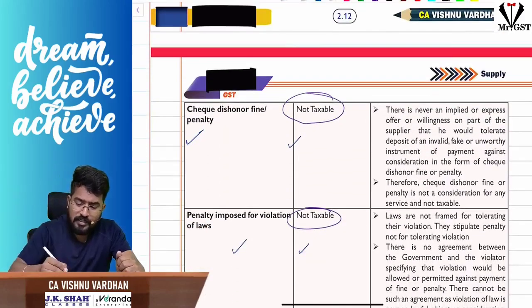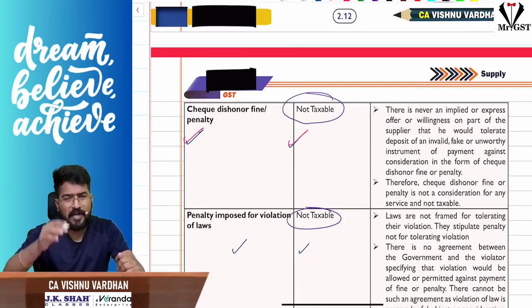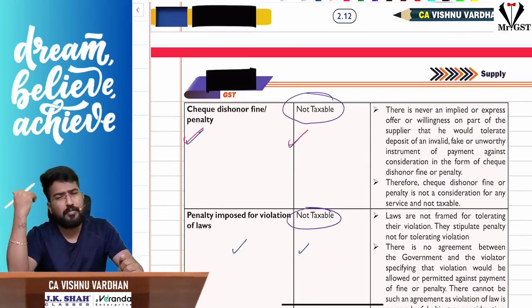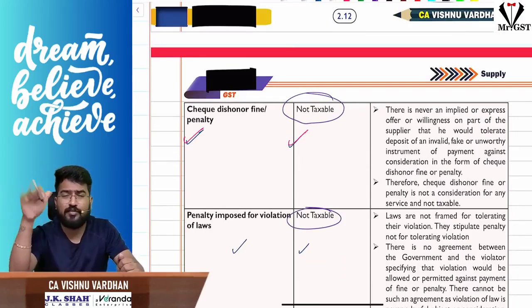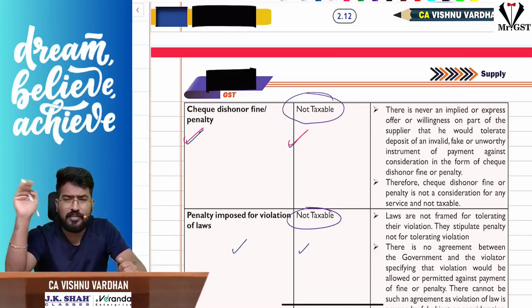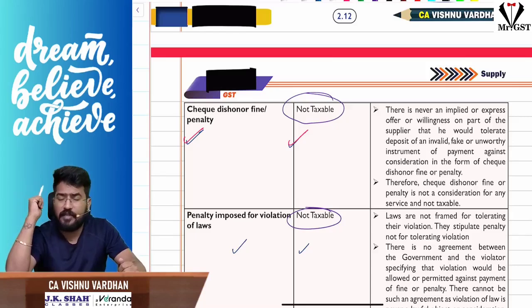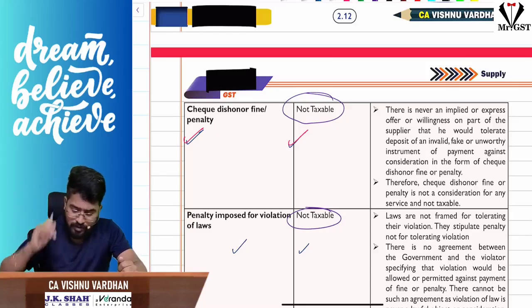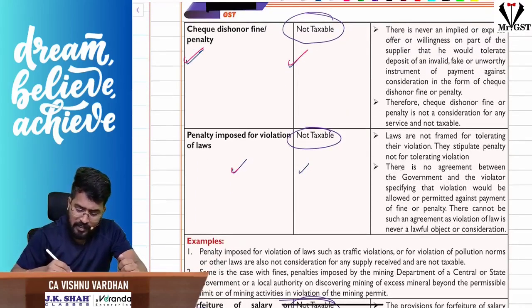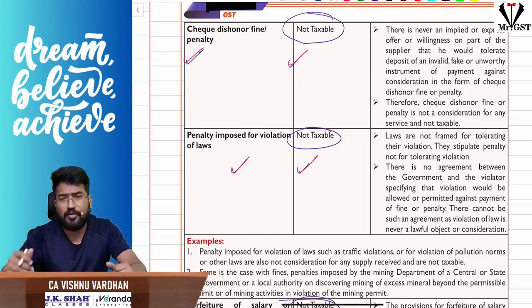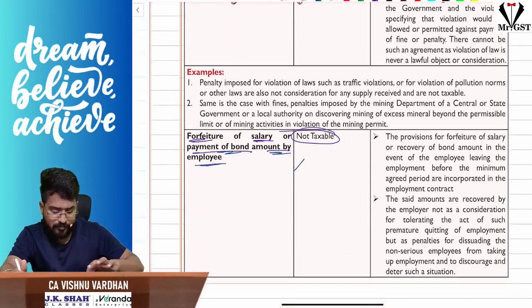Next, cheque dishonour charges. The bank is not saying, no problem, you deposit the cheque without balance, let it get dishonoured, you pay us this much fee, as if asking for consideration. No, that is a penalty for depositing the cheque without sufficient balance. Any other penalty imposed for violating any law, as I told you already, is not consideration for violating the law, so it is not a supply.